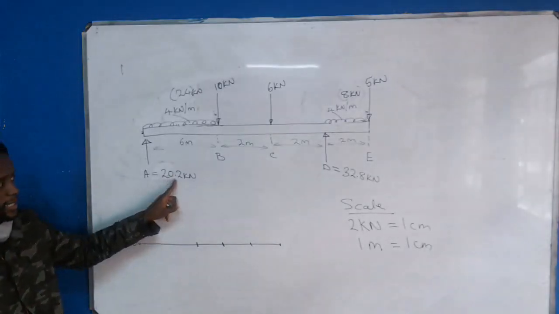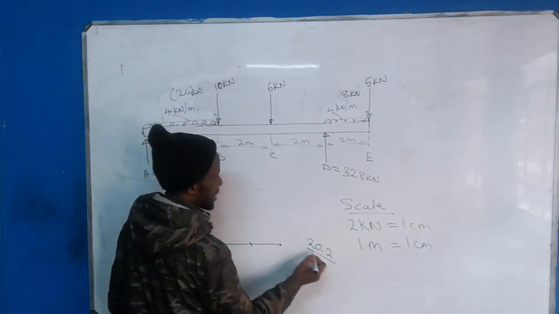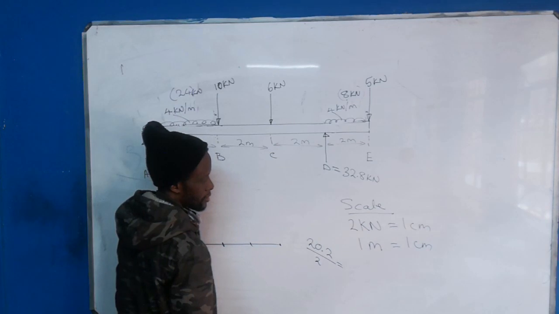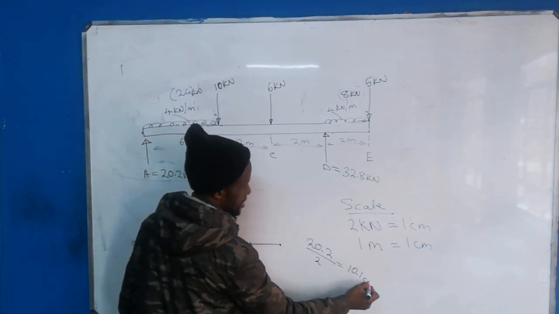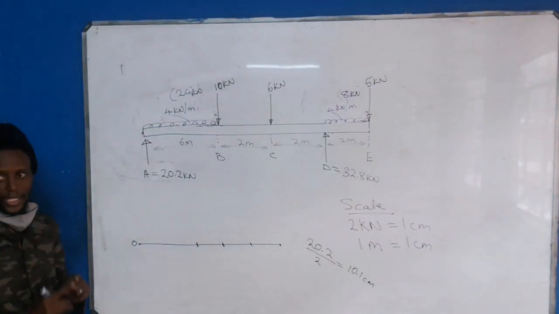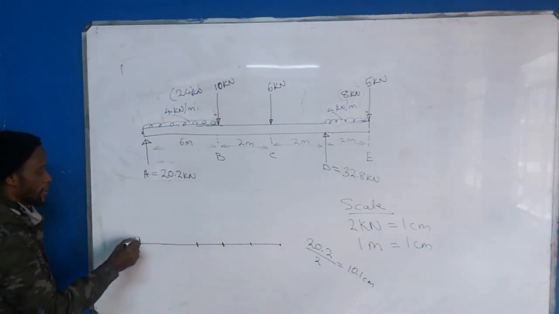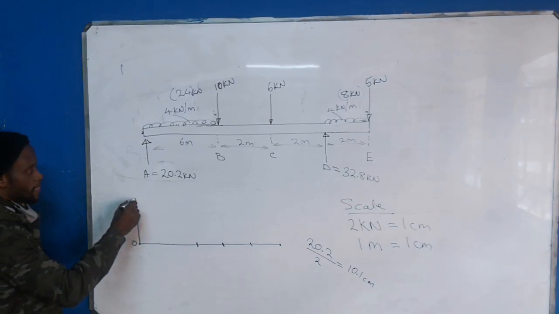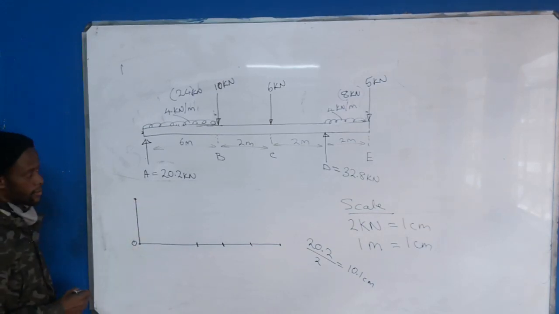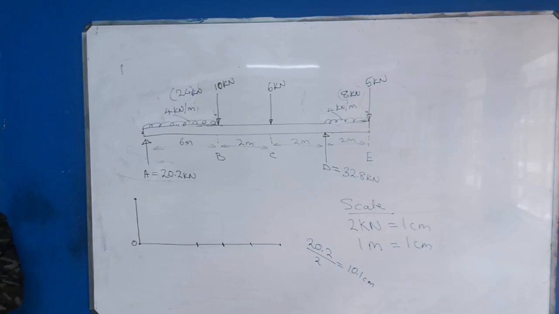So what you do is 20.2 divided by your scale, which gives 10.1 centimeters. A line going upwards, 10.1 centimeters. So it is 10 centimeters with 1 millimeter. You draw a line straight upwards, 10.1. That's why I said enough space above, enough space below.